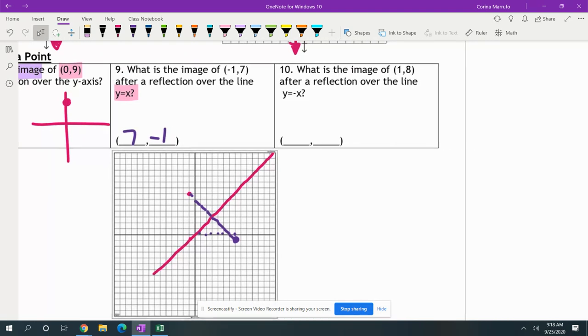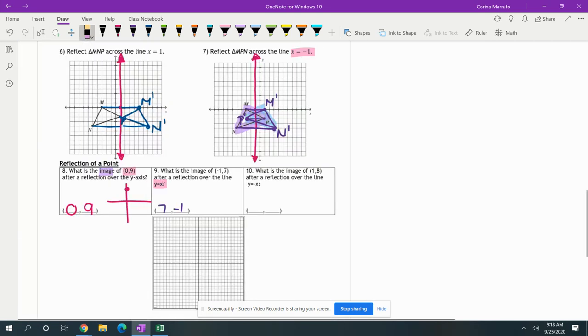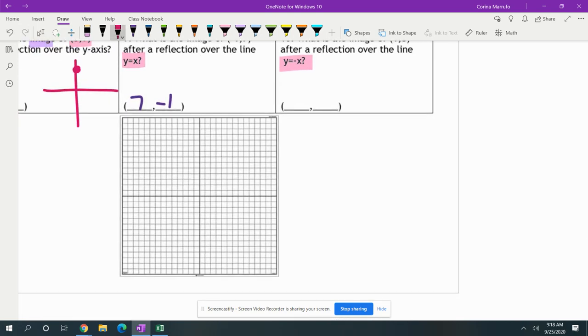And then this next one, what is the image of (1, 8) after the reflection over the line y equals -x? So this one we didn't write a rule. So let's figure out what this rule is. What we are going to do is first we're going to draw our line of reflection, which is y equals -x. So instead of going up, it's going to go down. You need to make sure that it goes through the origin. And then our rise over run is 1 over 1.